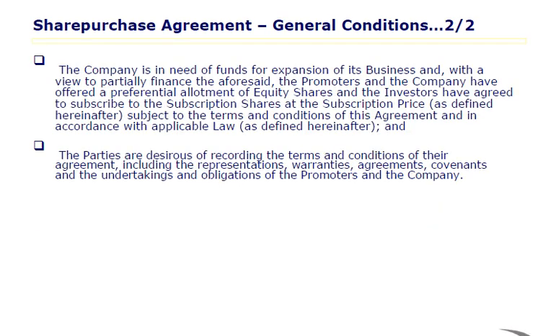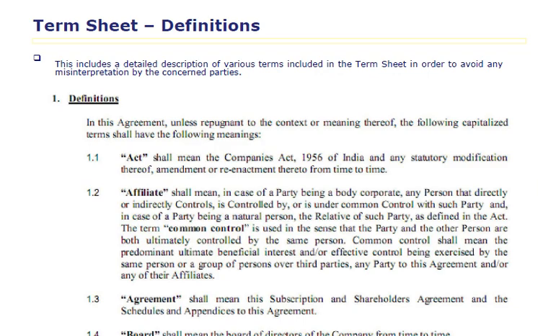The company is in need of funds for the expansion of the business, with a view to partially finance the aforesaid, and the promoters and the company have offered a preferential allotment of the equity shares, and the investors have agreed to subscribe to the subscription shares at the subscription price, subject to the terms and conditions of the agreement and in accordance with the applicable laws as well. The parties desire to record the terms and conditions of the agreement.